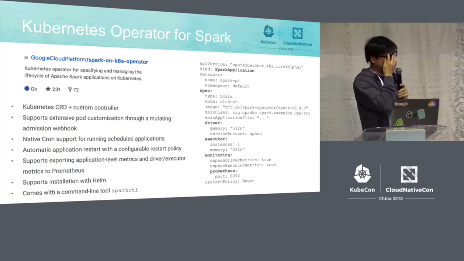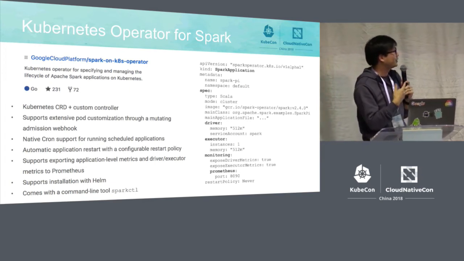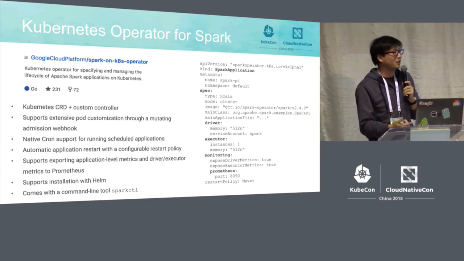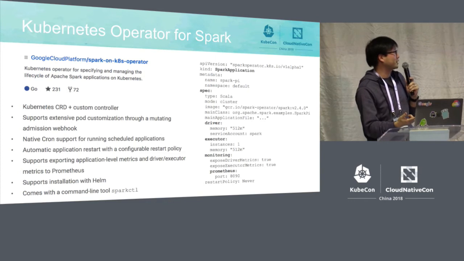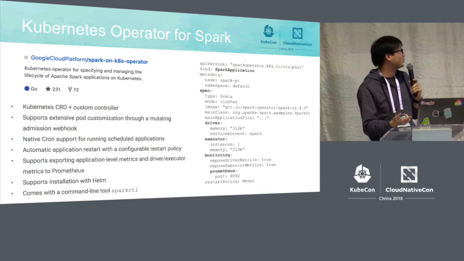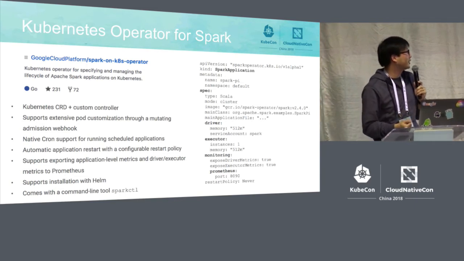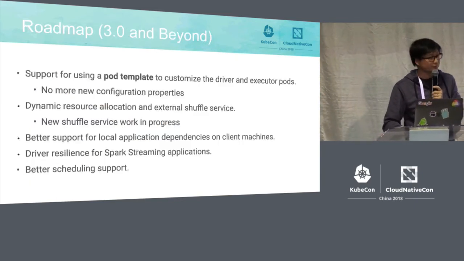Yeah, so this is one example, so you can get a sense of what a CR, or custom resource, for a Spark application looks like. You can specify how the driver looks, how the executor looks, and you can also enable monitoring or integration with Prometheus, things like that.